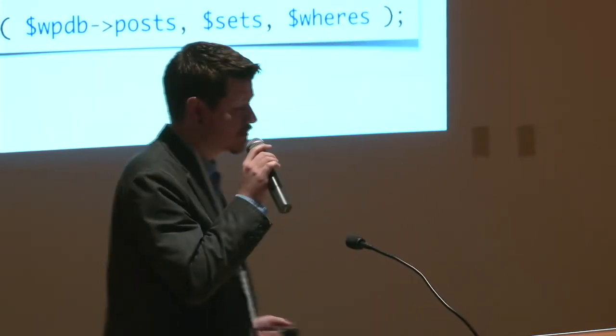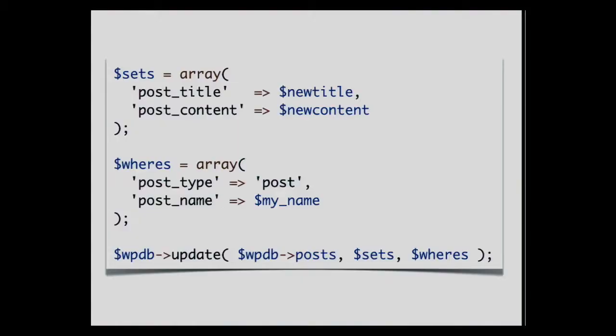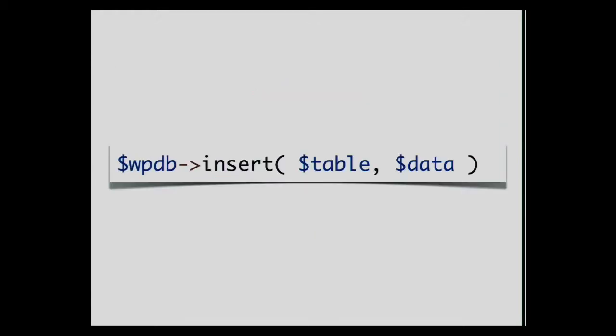And you can also update multiple columns, and you can set multiple conditions which will be joined together with an AND. And if you're inserting data, there's a similar method. The only difference is it only has 2 parameters. It takes a table and then data, which is the named array of columns.